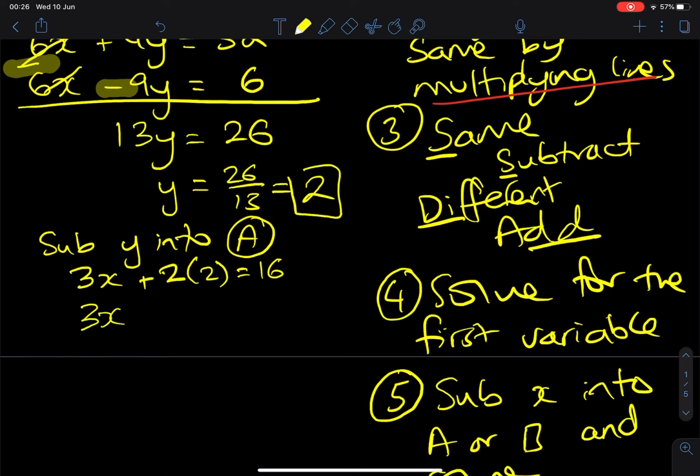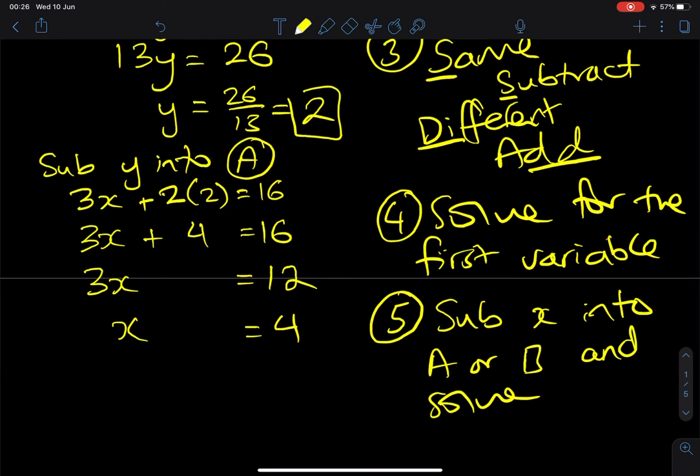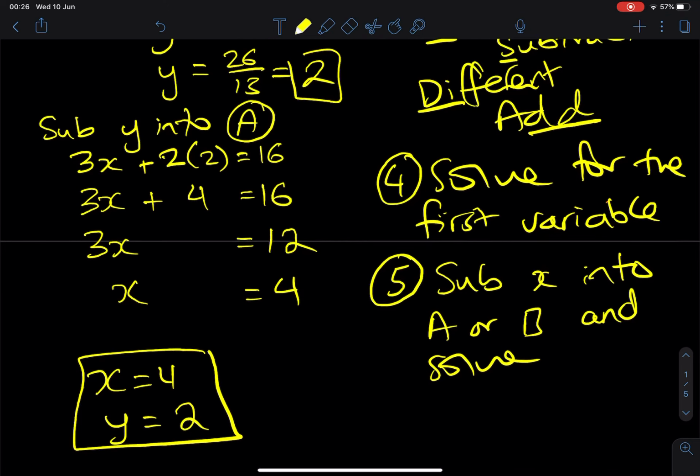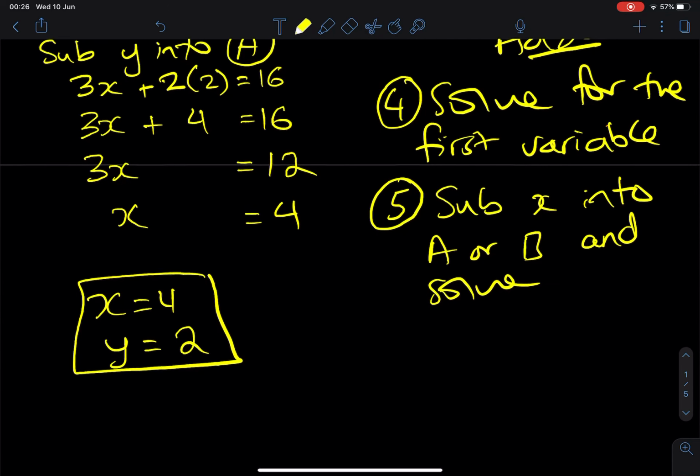So 3x plus 4 is equal to 16. 3x is equal to 16 take away 4, which is 12. Therefore, x is equal to 12 divided by 3, which is 4. So my final answer is x is equal to 4 and y is equal to 2. Hopefully that clarifies things a bit more.